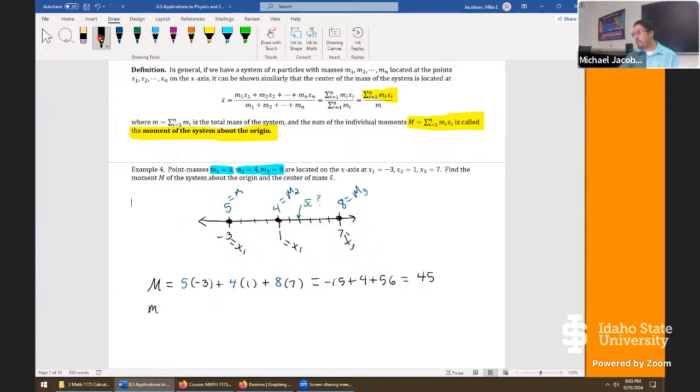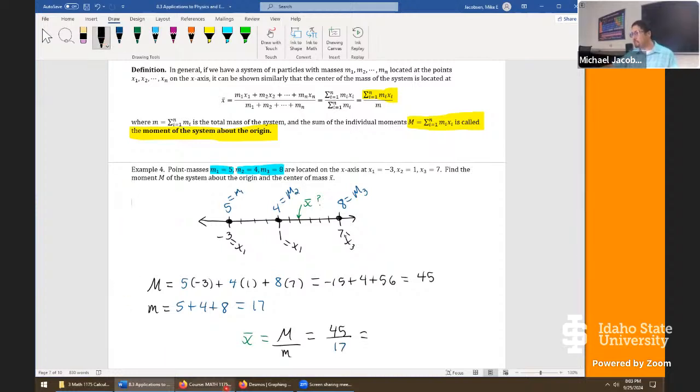Next, we calculate m, the total mass. That's just taking the summation of the point masses given in this problem. So 5 plus 4 plus 8, that's 12 plus 5, so 17. Finally, we're ready for X bar. X bar is M, the moment of the system about the origin, divided by lowercase m, the total mass. M in this problem was 45, and lowercase m is 17.